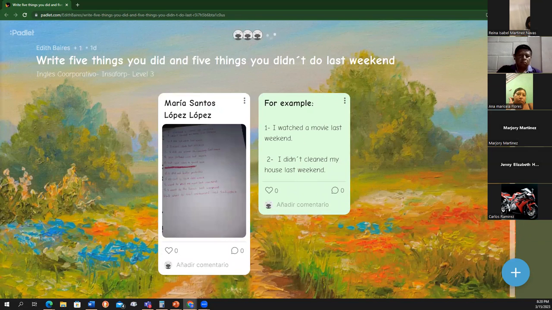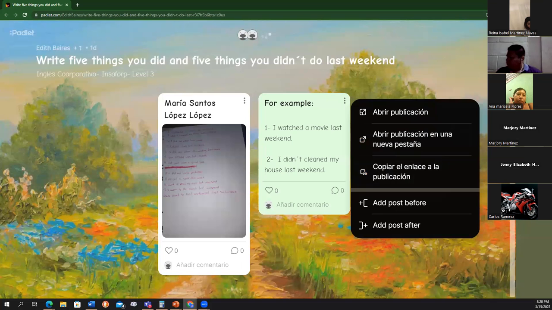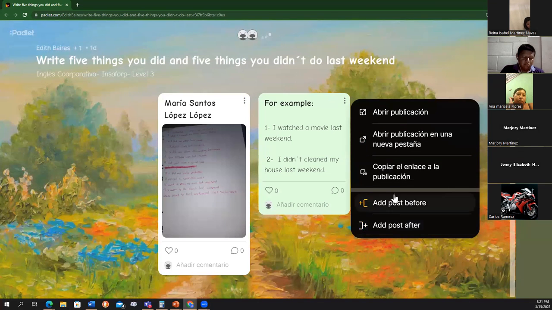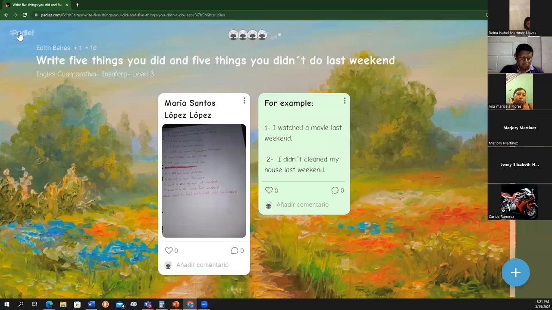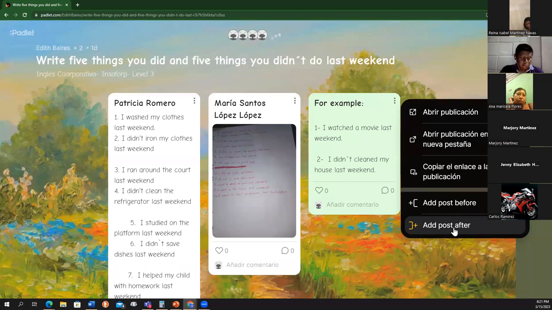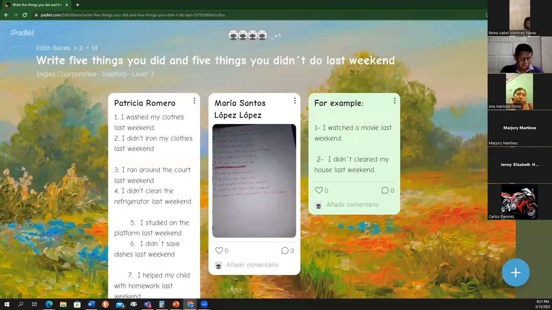Teacher, una pregunta. Uh-huh. Cuando se ocupa el didn't, no se pone el verbo en natural. El verbo normal, ajá. Es que ahí dice cleaner. Ah, you are right. Thank you for that. Oh, Maria Santos is sending the picture of what she did. I don't have access to edit this.